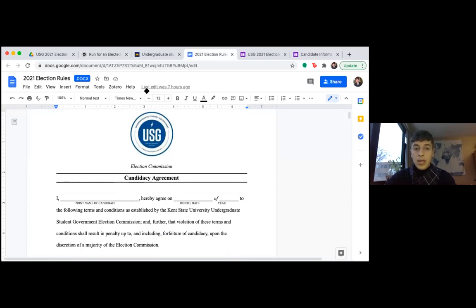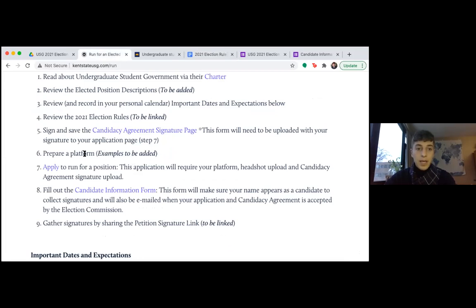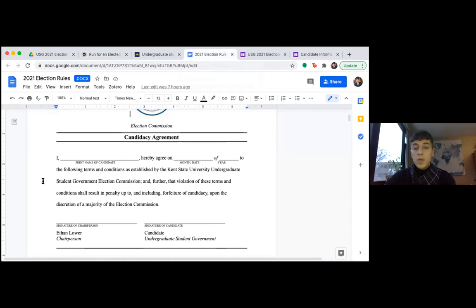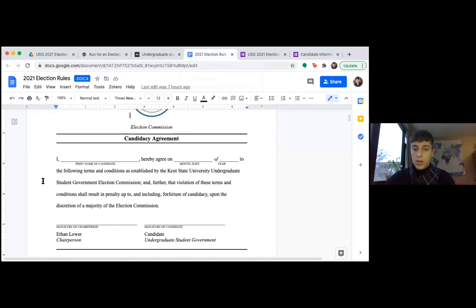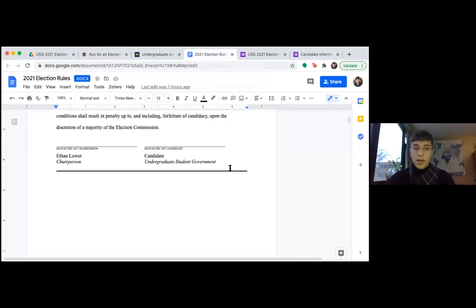First, this is actually the candidacy agreement. It is talked about right below that. So I'll actually go a little bit backwards. This is what you sign to acknowledge the rules that you're signing up for. And I'll talk about how to submit that in a moment.